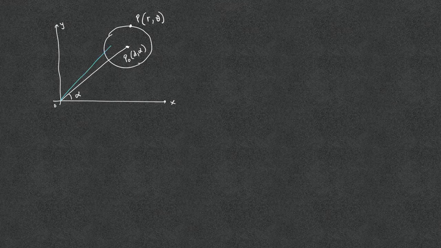The distance from this P to the origin is r, and the angle formed by OP and the positive horizontal axis is theta. Applying the law of cosines to this non-right triangle, with a being the radius of the circle, we have a squared equals r squared plus d squared minus 2rd times cosine of the angle in between the two sides, which is theta minus alpha.